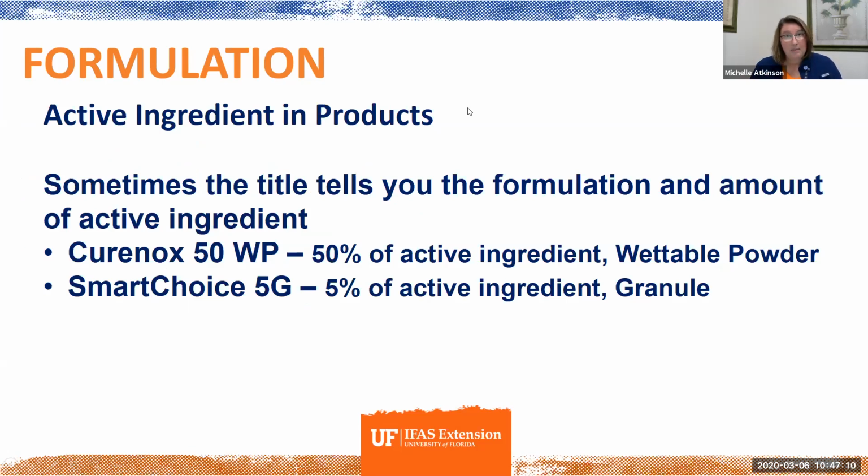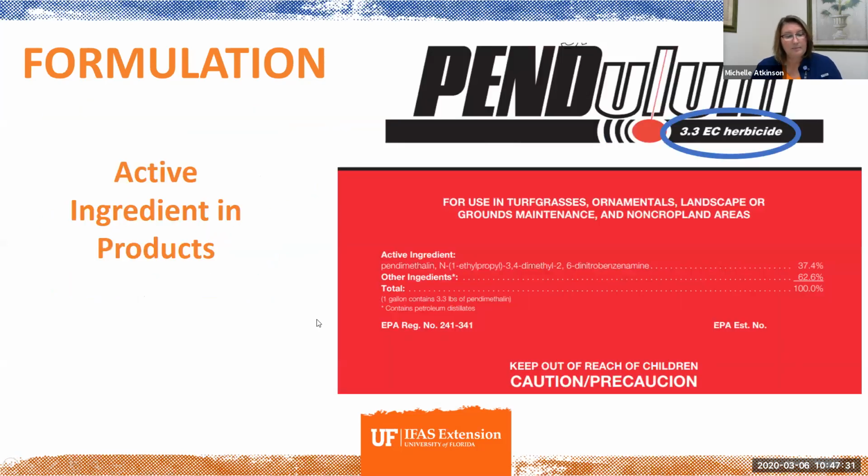Remember that the product name can also indicate some information about that product. So in the case of Curinox 50 WP, the WP means wettable powder, the 50 means 50% active ingredient. So you can look at the names of products and get information very quickly about that product.